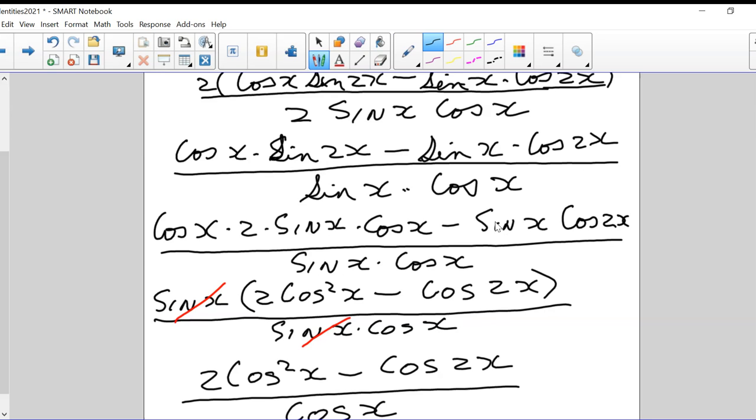On the second part that's being subtracted, I have sine x times cos 2x. That's all it is. So isn't sine x a common factor between both of these? Would you agree with that? That sine x is the common factor. So I put the sine x on the outside. I'm going to divide this by sine x and divide that by sine x.